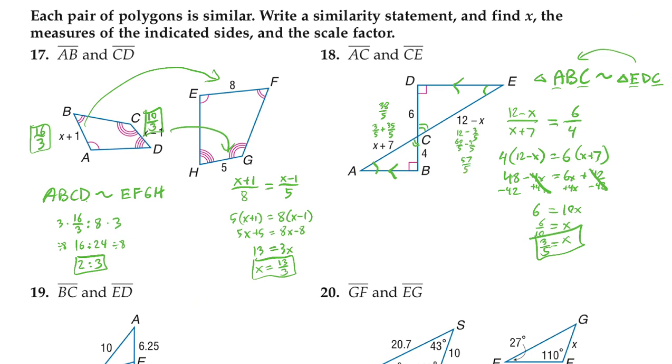Okay, so now we're just going to do the ratio. The ratio here is 6 to 4. Man, did I make a mistake here?